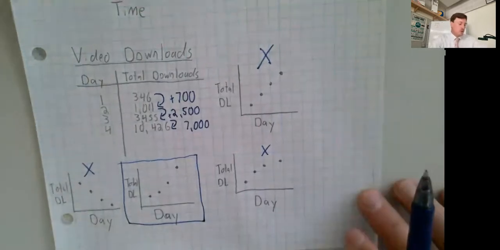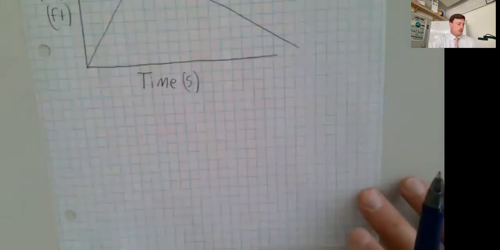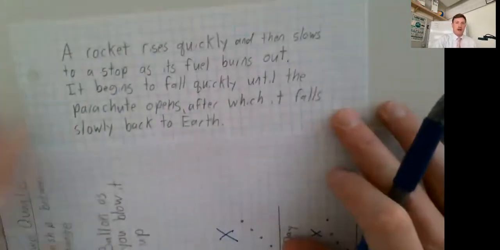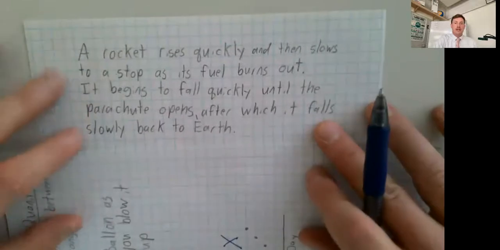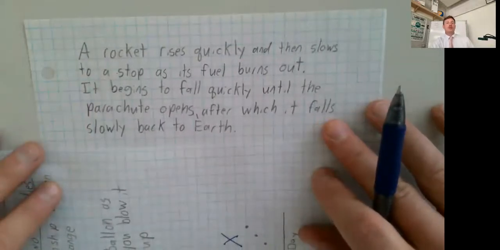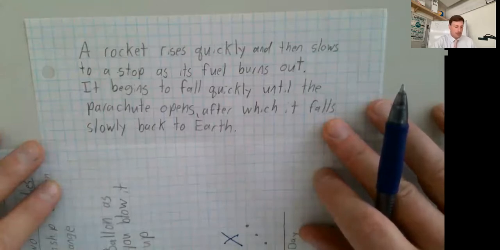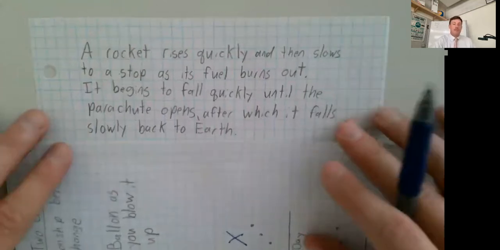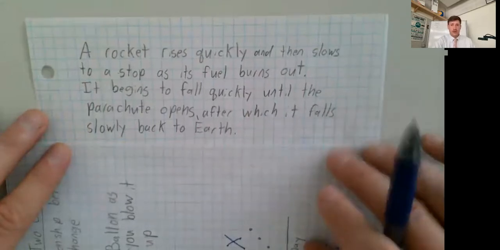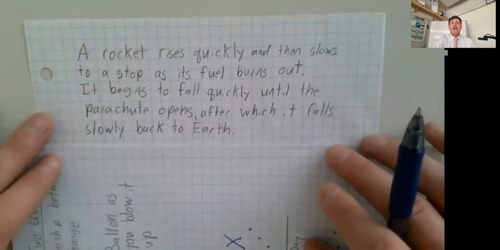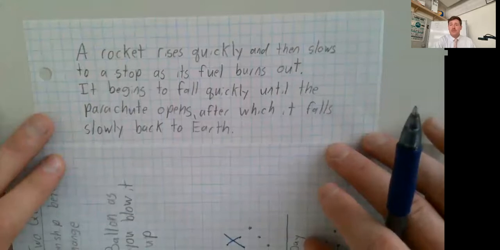Cool. Last one. Let's talk about a rocket that rises quickly and then slows to a stop as its fuel burns out. It begins to fall quickly until the parachute opens, after which it falls slowly back to Earth. Now, let's represent that with our own graph. You guys are going to be graphing this, just a rough sketch of what's happening here.